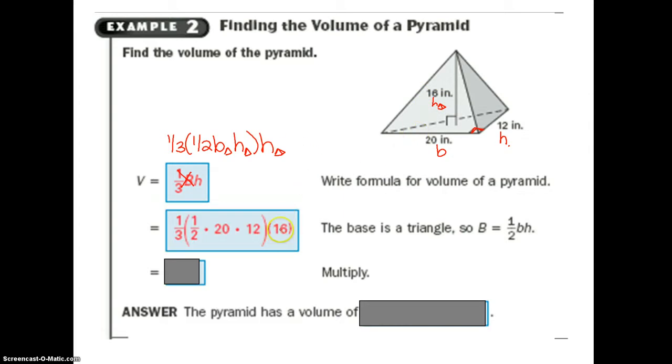Plug that all in. And again, you can multiply straight across. This is all multiplication. Even though there's parentheses, it's actually just all multiplication. So you could just go left to right. Or you can do the parentheses first. You end up with an answer of 640 inches cubed.